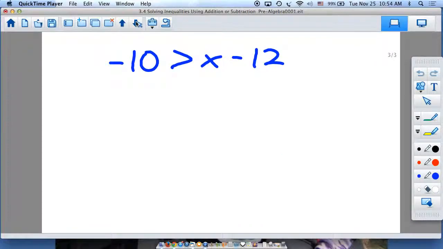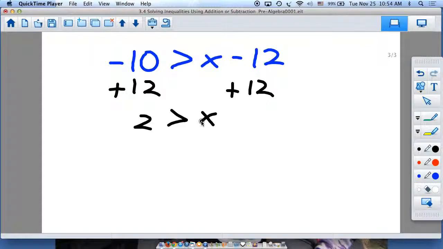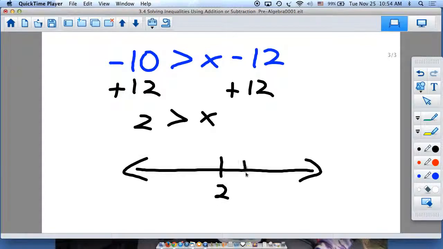To another example. This time we can see we're going to add 12 to both sides, just as we did with the equation. So negative 10 plus 12 is a positive 2. 2 is greater than x then, because negative 12 plus 12 leaves you just x on that right-hand side. So now we want to graph it on a number line. So I make that number line, put the next two larger numbers, 3 and 4. 1 and 0. Make sure you're careful with negative numbers.